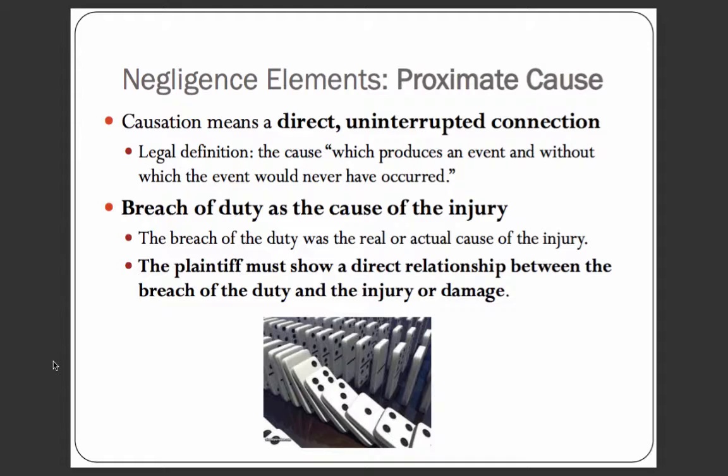So if there was nothing that severed the direct relationship between the breach and the injury, then proximate cause is met. But if someone breaches their duty of care at one point and several other things happen that lead to the actual consequences of the injury, then the question of causation is less clear, and proximate cause may not exist.